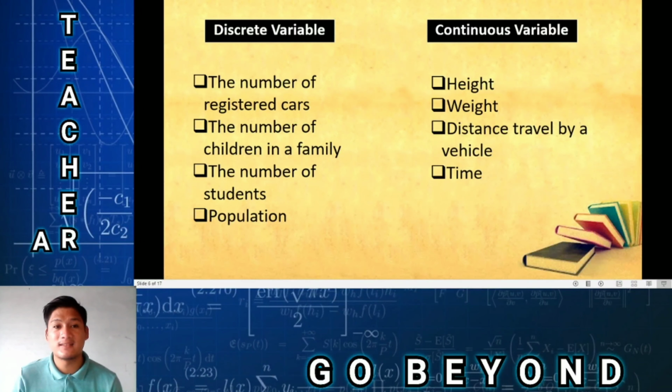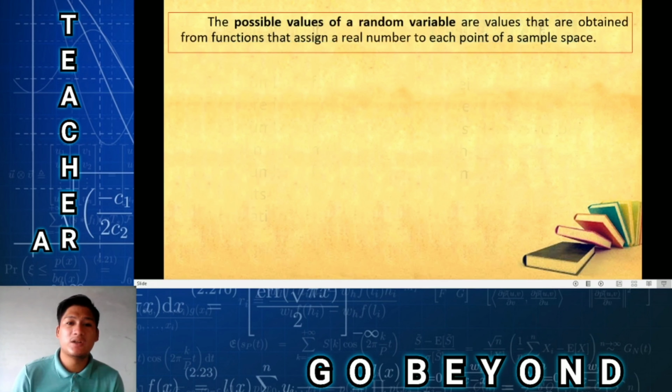I hope you get the difference of discrete variable and continuous variable. So let's proceed to determining the values of a random variable.